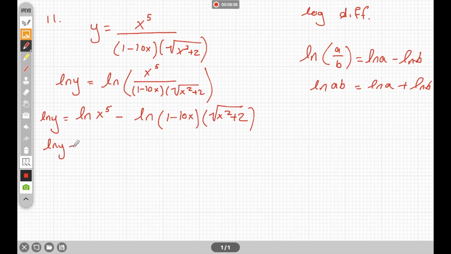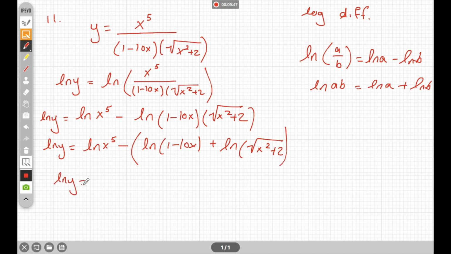And again, the natural log of y is equal to ln x to the fifth minus, this is going to become addition, natural log of 1 minus 10x plus the natural log of the square root of x squared plus 2. And then the negative gets distributed to both terms, equals ln of x to the fifth minus ln 1 minus 10x minus ln of the square root of x squared plus 2.